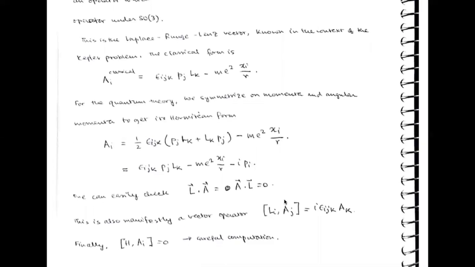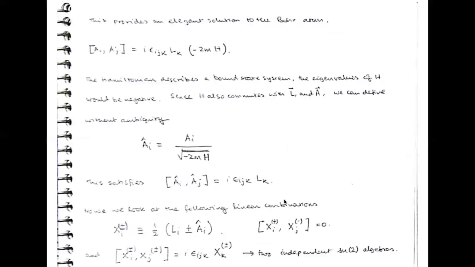Now, again, the next line is an analysis that I would urge you to do with all of these. With all of these, you can now work out what the bracket of the Hamiltonian with the AI is, and this again turns out to be 0. So it just means that this vector is a constant of motion, and that the Bohr Hamiltonian is actually invariant under the transformations that this generates.